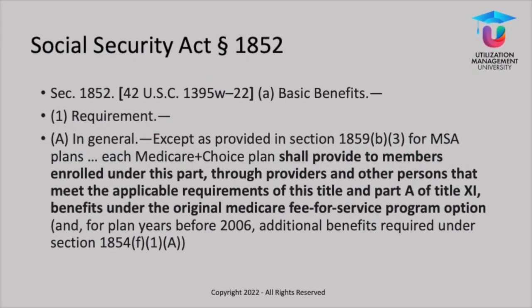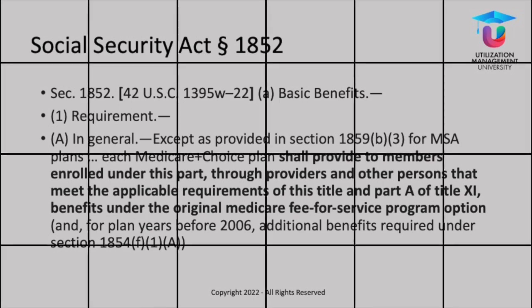Starting with the Social Security Act, 1852, you can read these at your leisure, although I know you probably don't have much leisure time to be reading federal regulations, but in essence, this Social Security Act does state that Medicare beneficiaries are entitled to Part A and Part B benefits, and it does not break it down into which payers may provide these payments and those that do not have to.